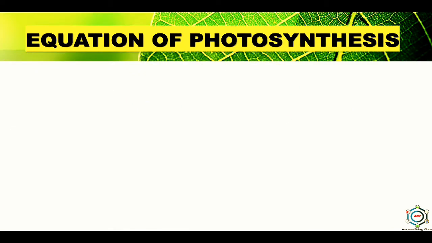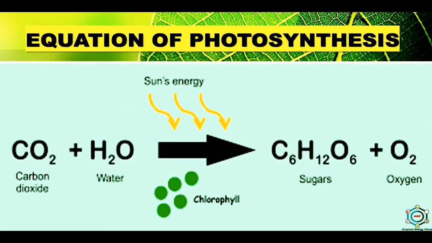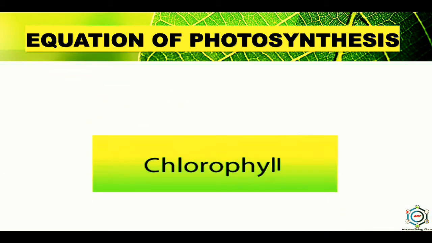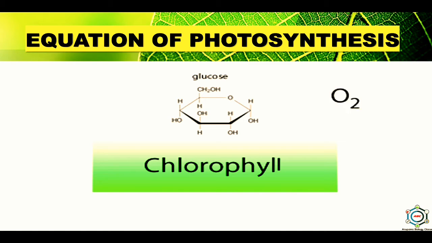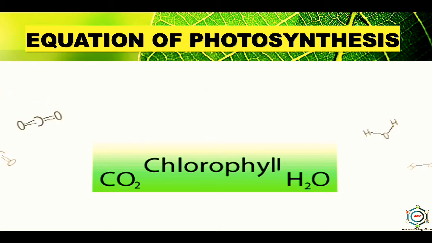Now after this, what is the equation of the photosynthesis? The simple overall equation usually given to represent photosynthesis is as follows. That means 6CO2 plus 6H2O in presence of light and chlorophyll forms C6H12O6 plus 6O2. This equation represents the early model of the photosynthesis when it was presumed that the molecular oxygen came from carbon dioxide and not from water.